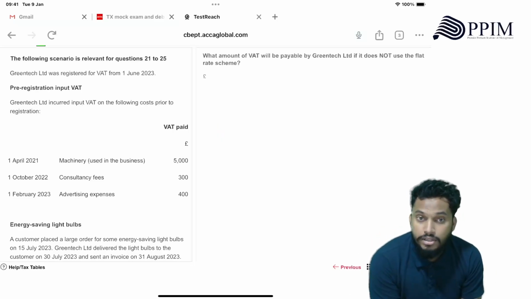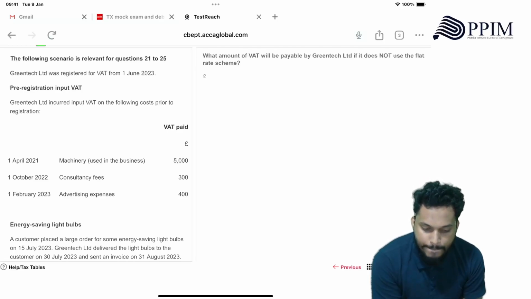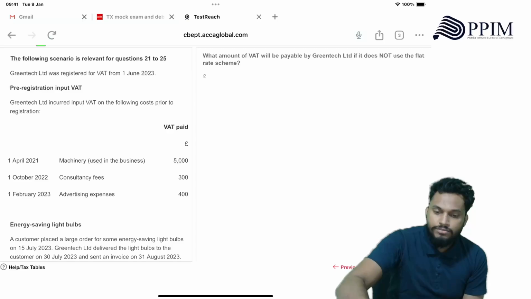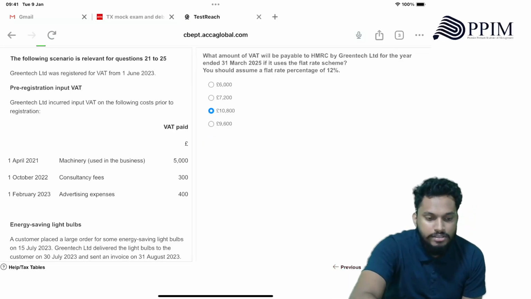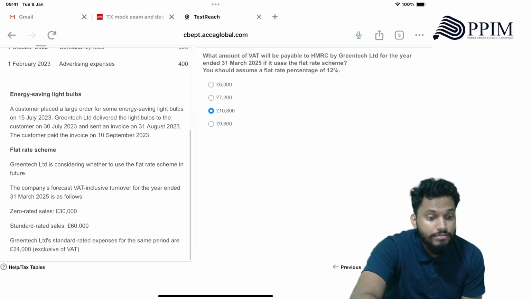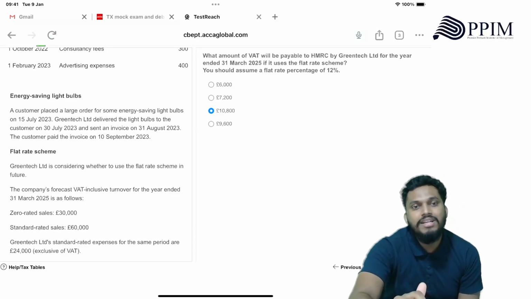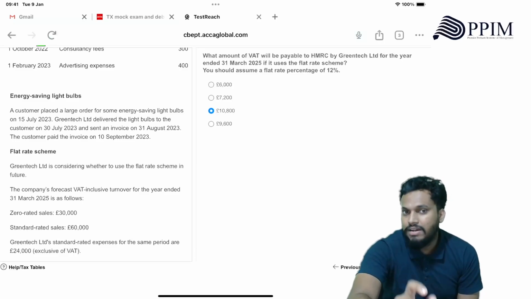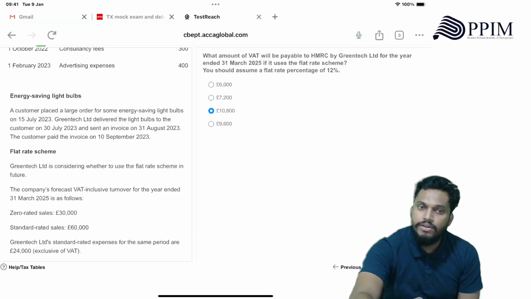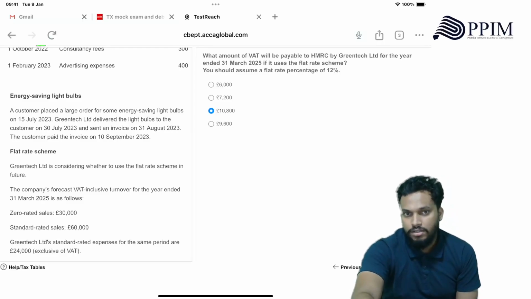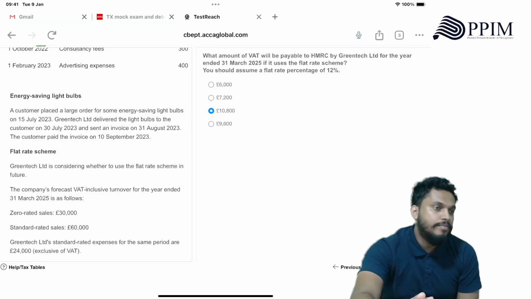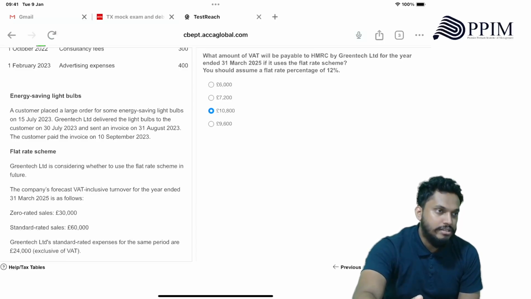The payable amount only. Then we should not input in output. No, in this case, flat rates. In the flat rate scheme, you don't include the input because you can't claim anything there. You're going with a flat rate. So whatever sales you're making, you're going with a lower percentage than what you're supposed to pay. So there you are not going to claim any input VATs.